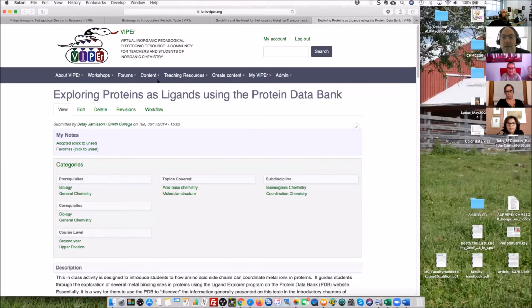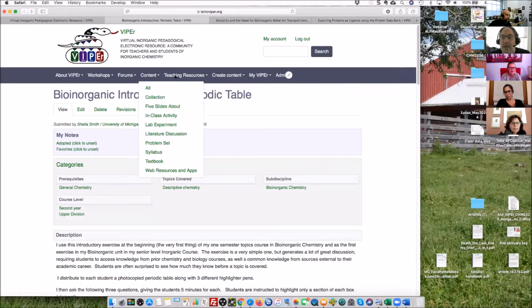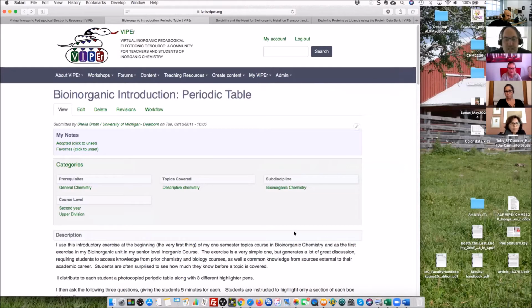I'm going to share my screen. Give me 1 second. I'm just going to show my desktop. Okay, hopefully you're seeing my browser window here. The first LO that I really love is this one from Sheila. It's called Bioinorganic Introduction, the Periodic Table. This involves handing the students a blank periodic table and asking them to highlight the elements that have roles in biological systems.